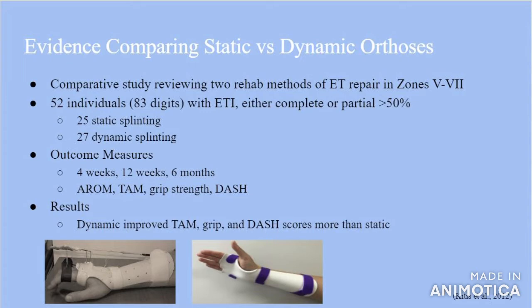Outcome measures were taken at 4 weeks, 12 weeks, and 6 months to assess active range of motion, total active movement, particularly for extension lag, grip strength, and DASH scores. By the end of the study, the dynamic orthosis group improved their total active motion, grip strength, and DASH scores more than the static orthosis group. Many factors could have contributed to this, including the associated motion protocol.